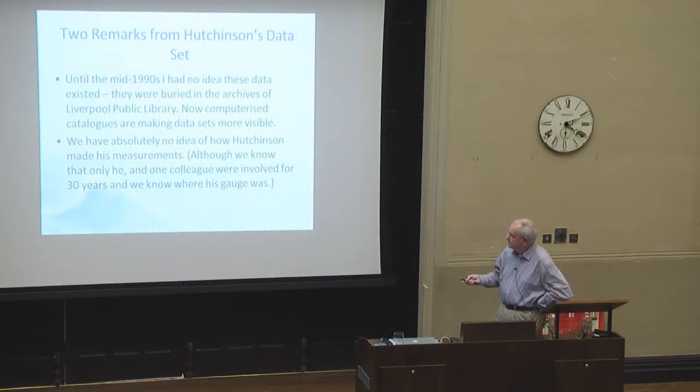The second important thing is we've got absolutely no clear idea of how Hutchinson made his measurements. We know where he made his measurements, where his tide gauge was, and we even know the name of his colleague who worked with him. But we have no detailed idea about how he made the measurements.